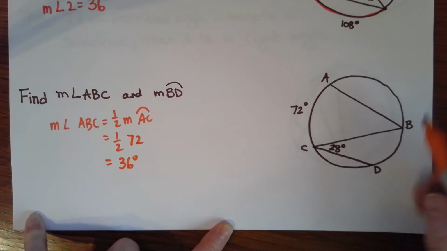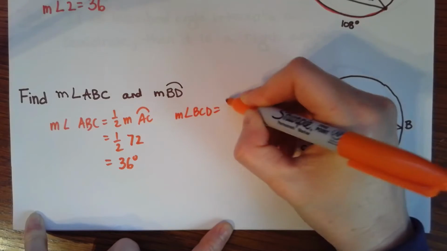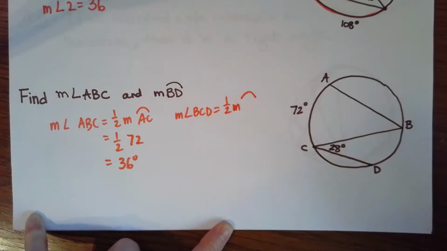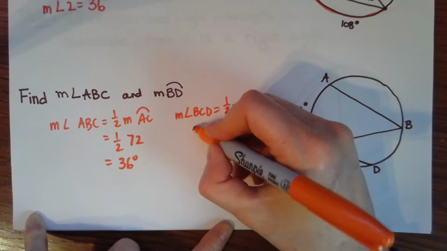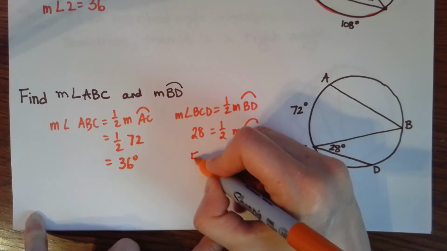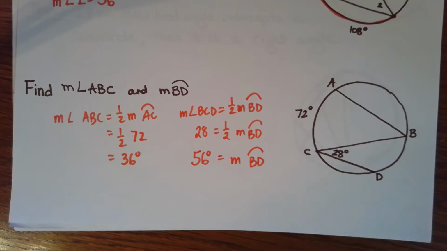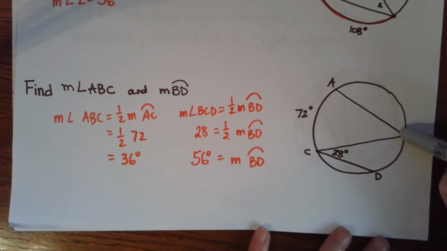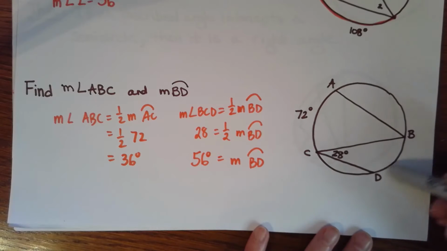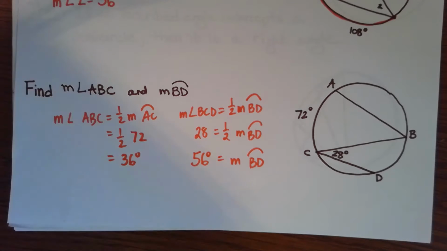And then if we look at the measure of arc BD, that's intercepted by angle BCD. So the measure of angle BCD has to be half of the measure of its intercepted arc, which is arc BD. What we know this time is that BCD is 28, so 28 is half of the measure we're looking for. Multiply both sides by 2, and we get that 56 degrees is the measure of arc BD. So these theorems can be used to find the measure of an angle if you know the measure of an arc, and they can be used to find the measure of an intercepted arc if you know the measure of the inscribed angle.